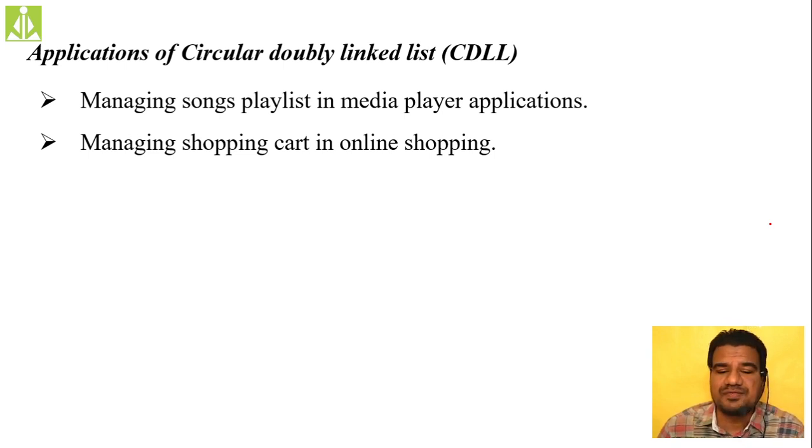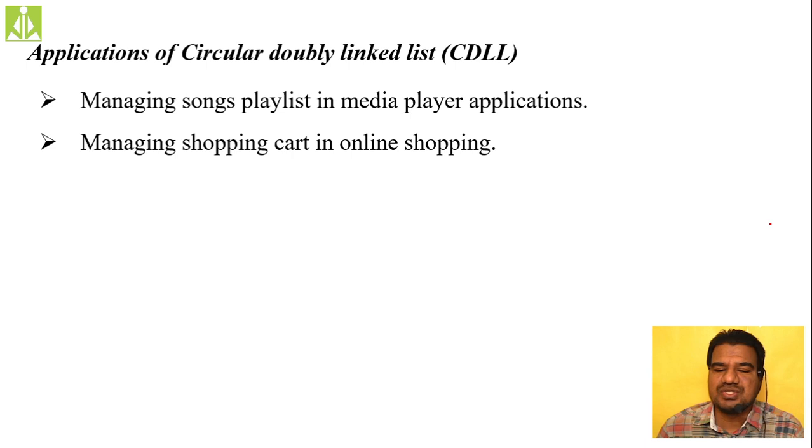Then applications of circular doubly linked lists. Okay, managing songs. If you are having a playlist, and you make it shuffle, maybe you might be aware of all these things. When we play music in a player and enable shuffle, what it will do is play all the songs in your list, and again it will go back, isn't it? Or if you enable the play all option, it will play all the songs and go back to the first song once again.